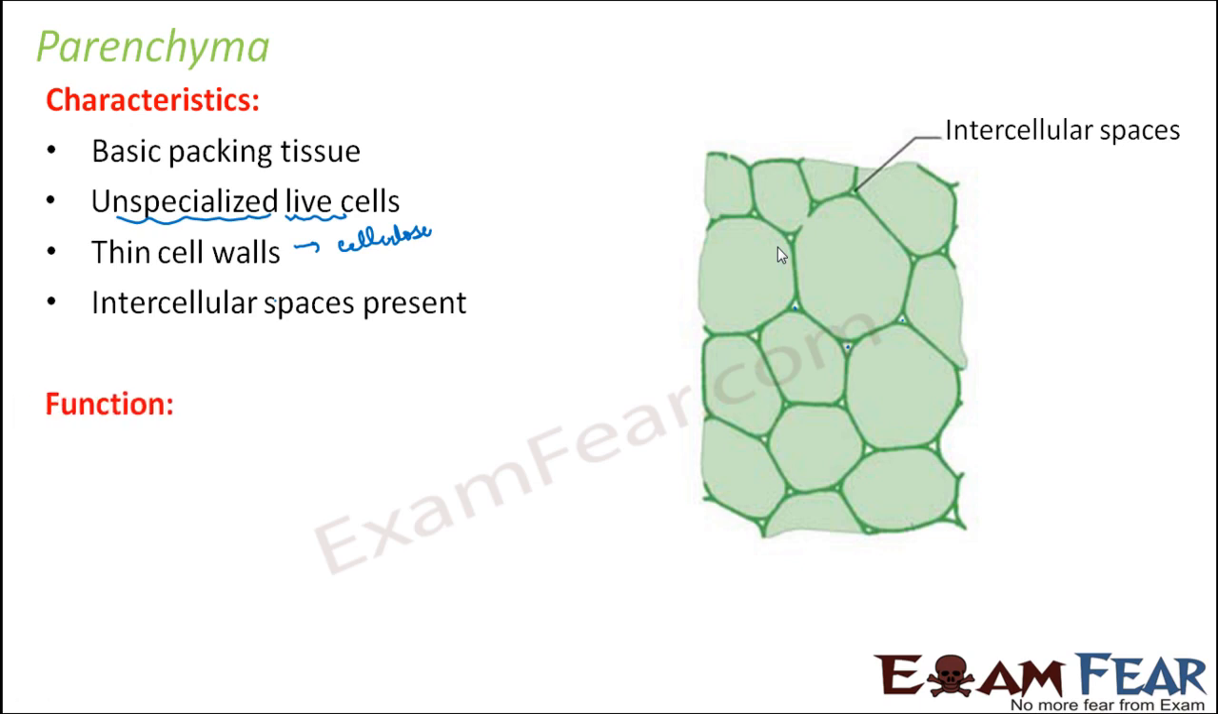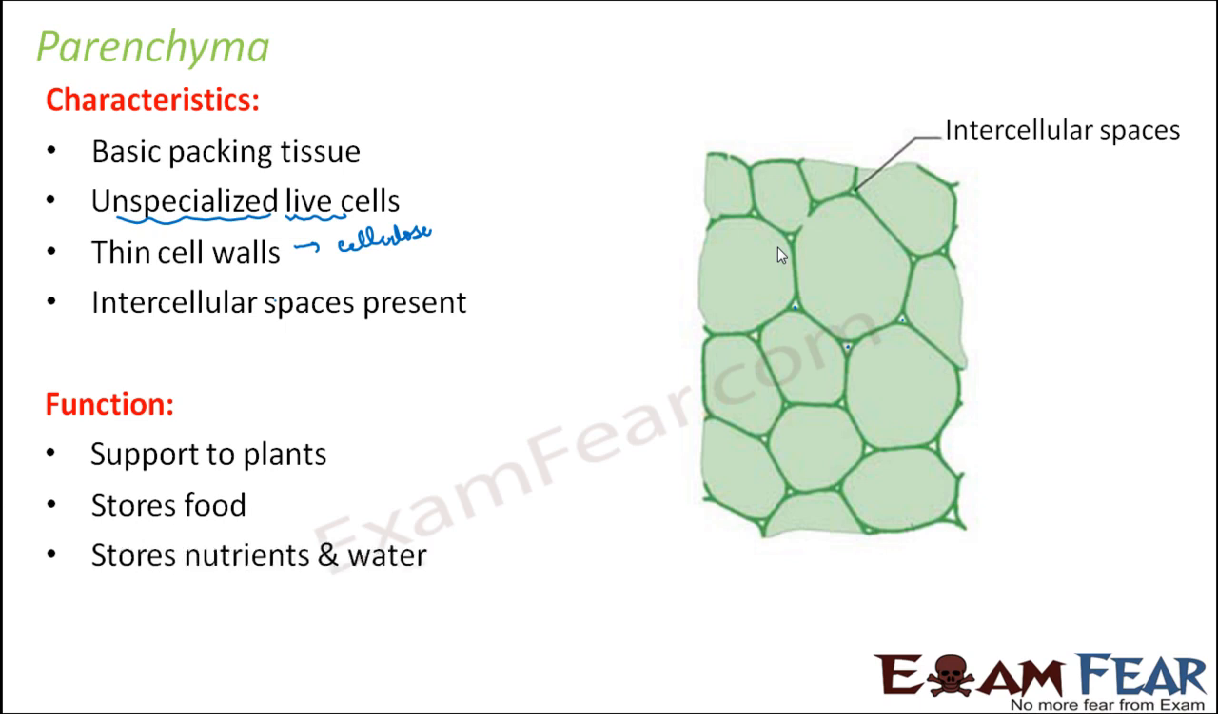Now what is its function? Now as I said, these are unspecialized, so they can perform actually a variety of functions. They can provide support to the plants. They also help in food storage. They store nutrients and water. So see, all the three are very, very important functions: support, food, water and nutrients. So it acts as a storage tissue as well as a support tissue. So that is about parenchyma.